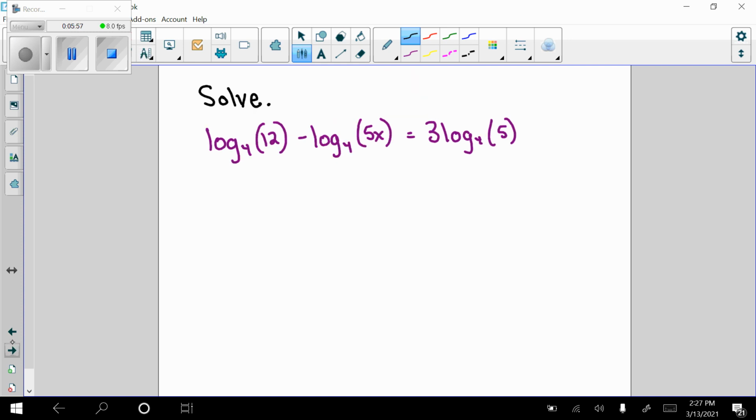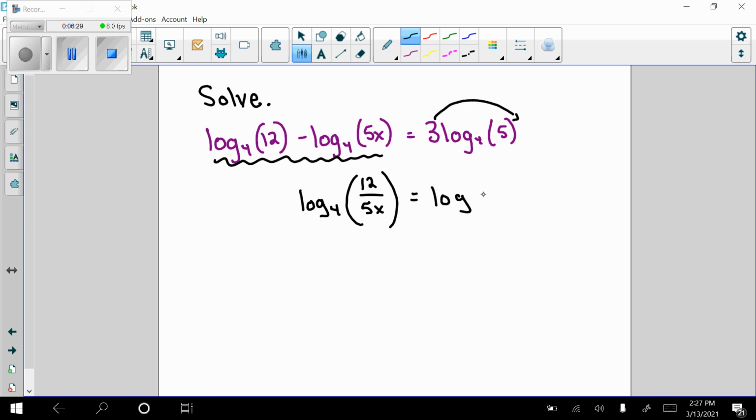Okay, so this second example, I need to apply my log property here. So remember, that would be my quotient property, where I can combine that to a single logarithm. So I get log base 4 of 12 over 5x equals, and I'm going to go ahead and change my multiplier here back to an exponent. Log base 4 of 5 to the 3rd.